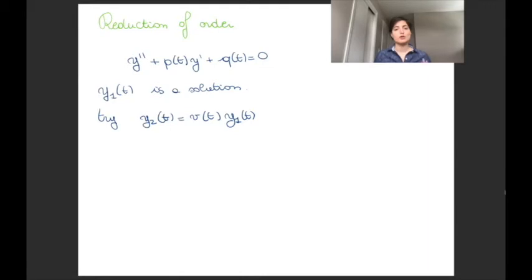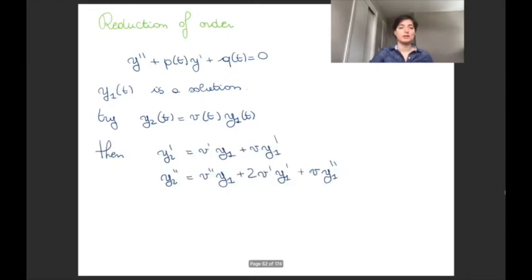If we plug in y2 equals v times y1, we can compute the derivatives of y2 based on the derivatives of v and the derivatives of y1. So y2 prime is v prime y1 plus v y1 prime. And y2 second is v second y1 plus 2 v prime y1 prime plus v y1 second.